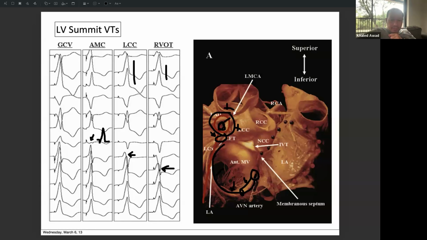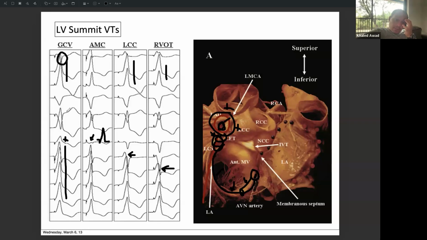If the site of origin is in the great cardiac vein in this area, that's the lateral side of the LV summit. Here you are on the mitral valve. So what will you get? You get positive deflection in V1 all the way through, and that is characteristic. You're on the mitral valve. And I'm inferiorly directed too, positive in lead 2 and lead 3. And I'm negative in lead 1. Why? Because I'm lateral. I actually crossed the plane of the LAD and crossed the left cusp. I have to be lateral.